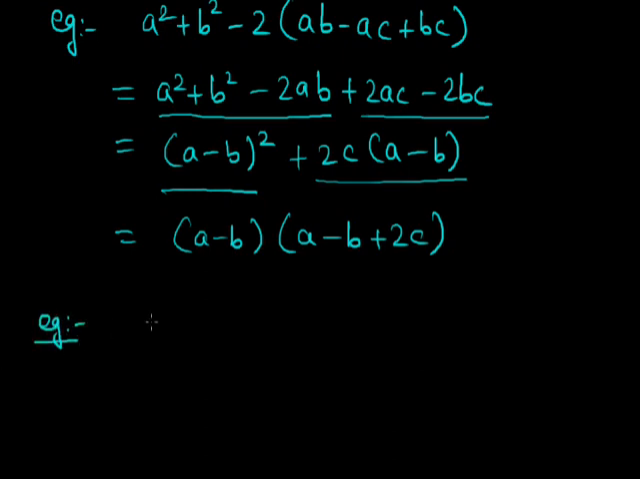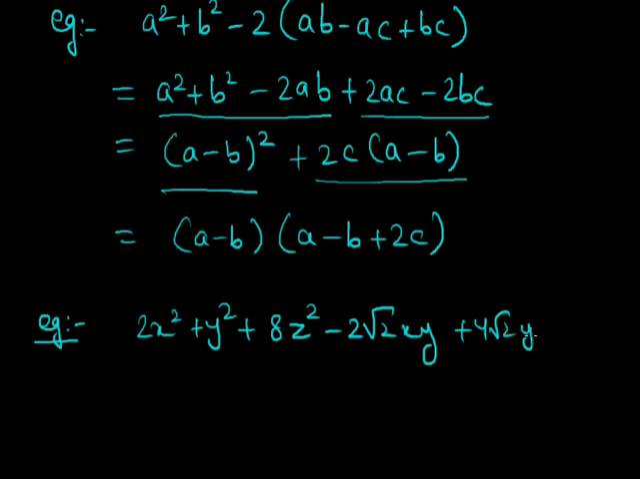Now we'll see one more example, that is 2x square plus y square plus 8z square minus 2 root 2 xy plus 4 root 2 yz minus 8zx. Now we can actually make a perfect square for these terms. It's actually in the form of a square plus b square plus c square plus 2ab plus 2bc plus 2ca. It's actually in this form.